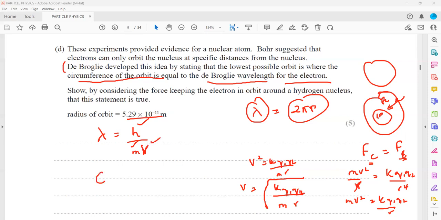Because we want to show that when the electron moves in the shortest radius, or the first shell, the wavelength associated with the electron equals the circumference. So the wavelength will be equal to the circumference, which equals 2πr. So get the value of lambda, get the value of the circumference, and then compare the two results. You will find that the two values are equal.